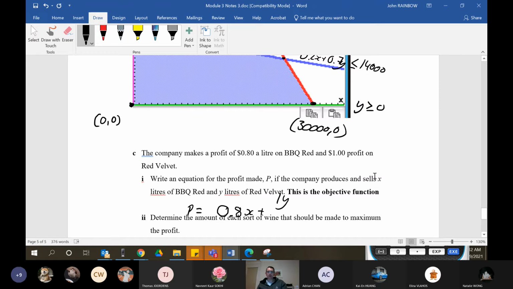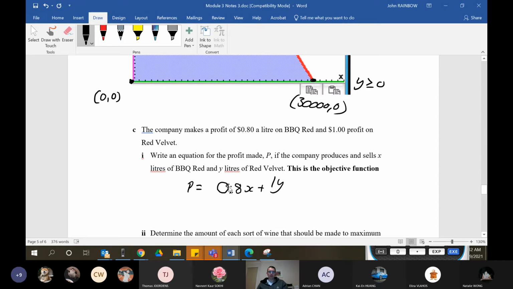If the company produces and sells X litres of that and Y litres of that, so they produce it and they sell it. So that is my profit, because if I sell 10 litres of the barbecue red and 5 litres of the velvet, I'm going to make 80 cents a litre on that. I've sold 10 litres, so I'll make $8 on that. And I sold 5 litres of velvet, so I'll make $5. So if you put in 10 here, it gives you 8, 5 there gives you $13 of profit in total. Any questions on how I came up with this profit formula?